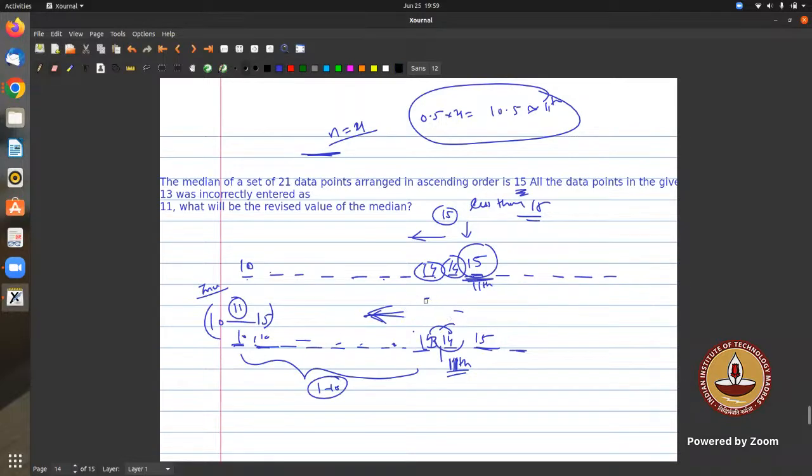But for this case currently, nothing will happen, because 11 and 13 do not move that 15 to some other place, since they are already lesser than the 15. So that is the case, right? Yes, I understood.